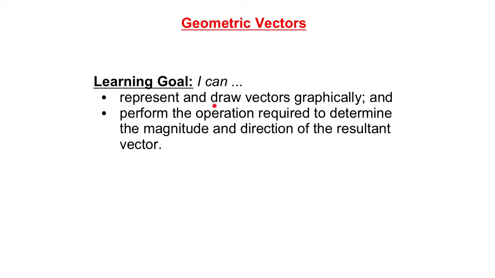So we're going to represent and draw vectors graphically or geometrically by drawing, and we're going to perform the operation required to determine the magnitude and direction of the resultant vector. So I'm going to talk about what a resultant vector is and how you figure out what it is using our understanding of geometry and trigonometry.